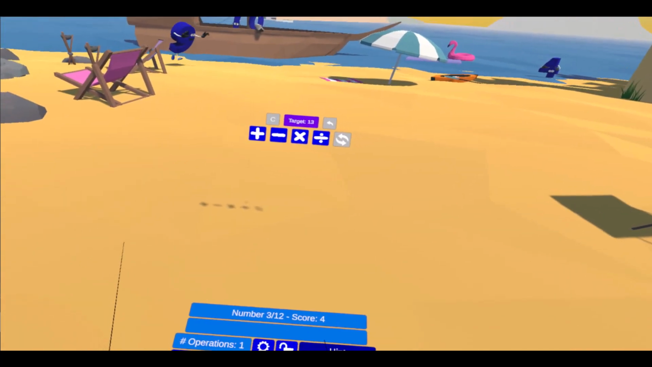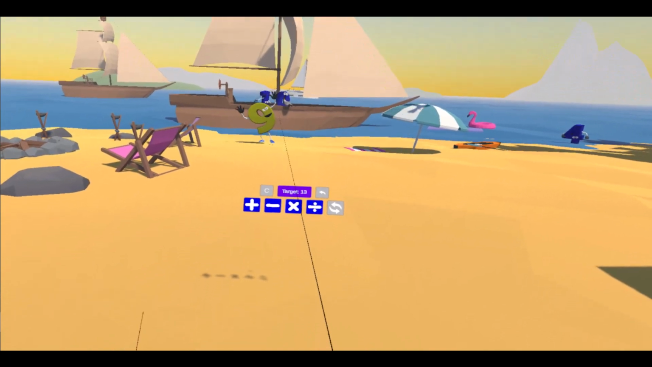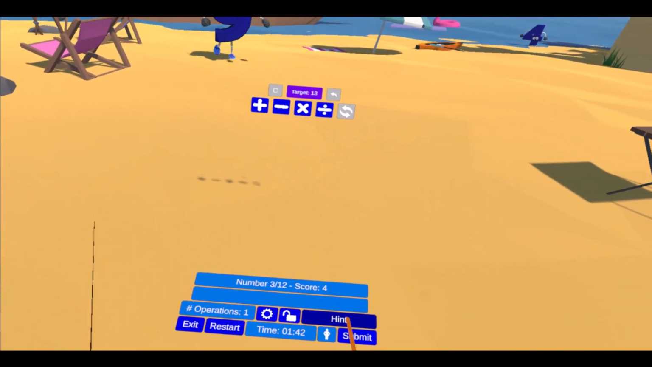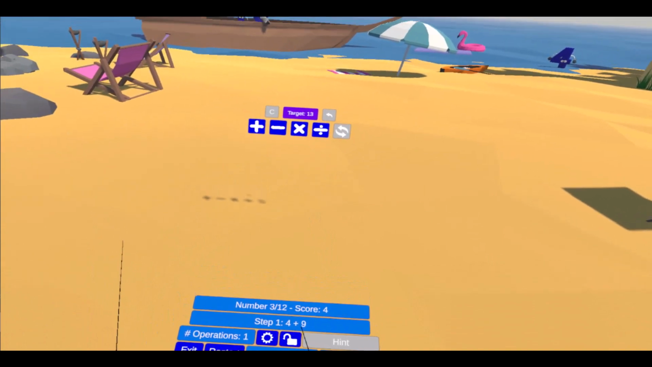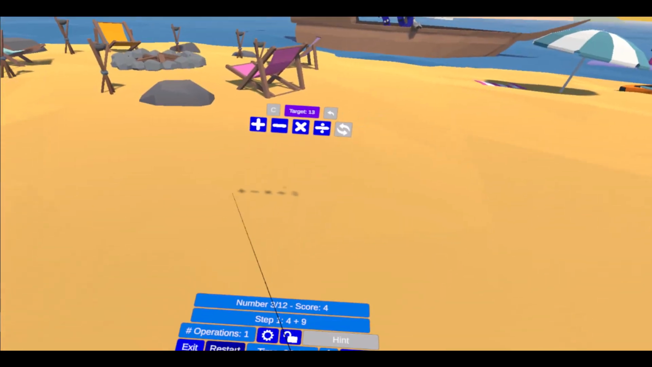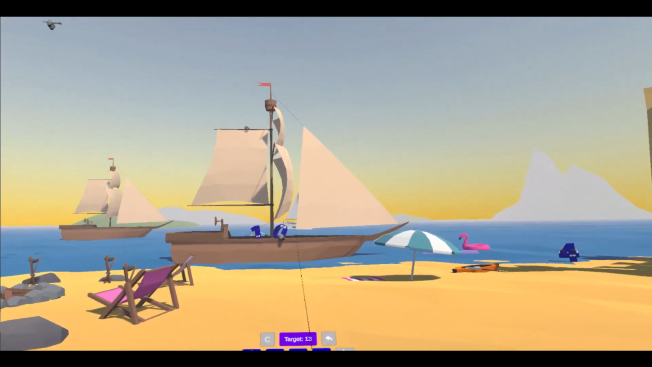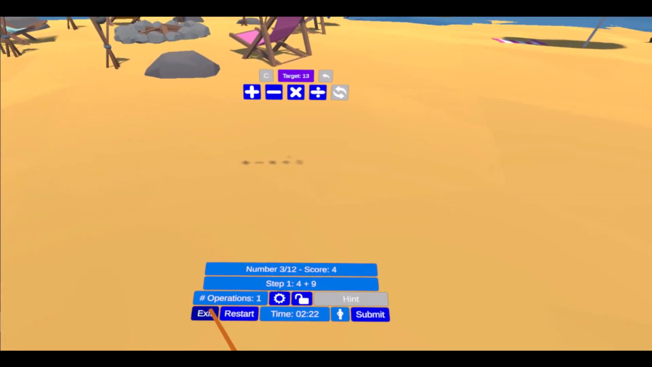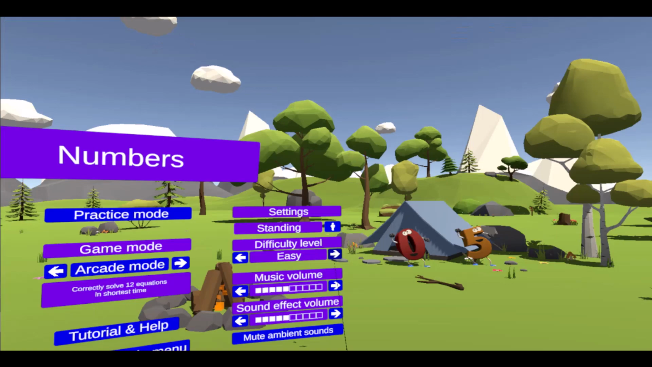Now the hint is valid, depending on whether the player wants to use it or not, but there is a time penalty. So in this case, I want 13. Here's my hint, right? 4 plus 9. So that's arcade mode, and this is baby. So I'm just going to go out and demonstrate hard, which is very hard.